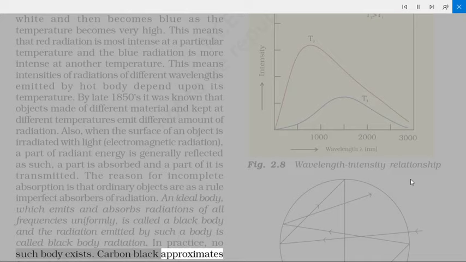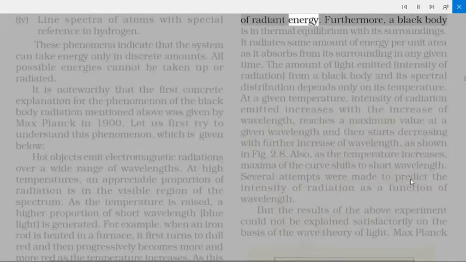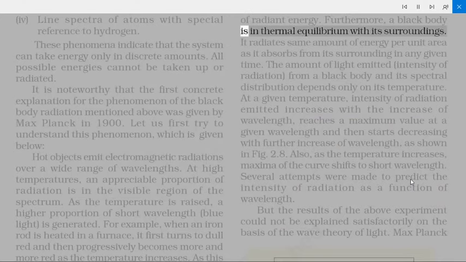Carbon black approximates fairly closely to black body. A good physical approximation to a black body is a cavity with a tiny hole, which has no other opening. Any ray entering the hole will be reflected by the cavity walls and will be eventually absorbed by the walls. A black body is also a perfect radiator of radiant energy. Furthermore, a black body is in thermal equilibrium with its surroundings. It radiates same amount of energy per unit area as it absorbs from its surrounding in any given time.